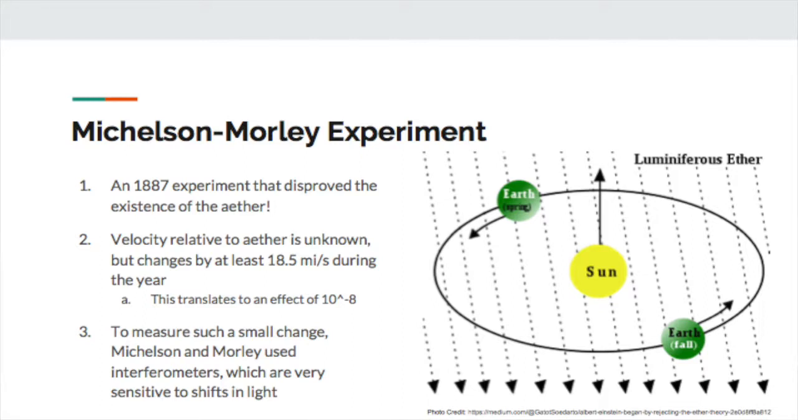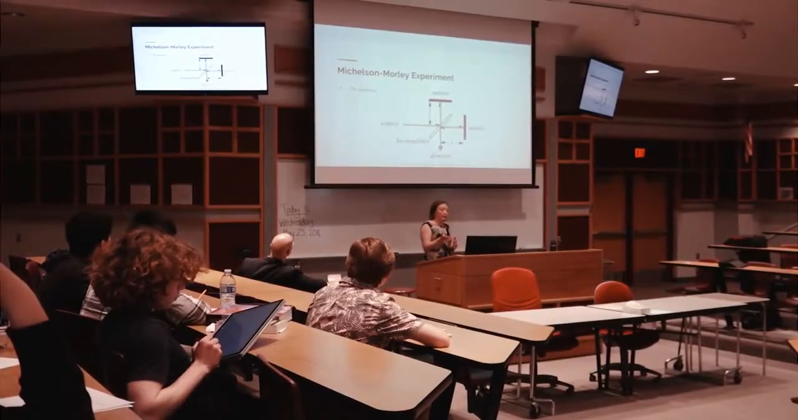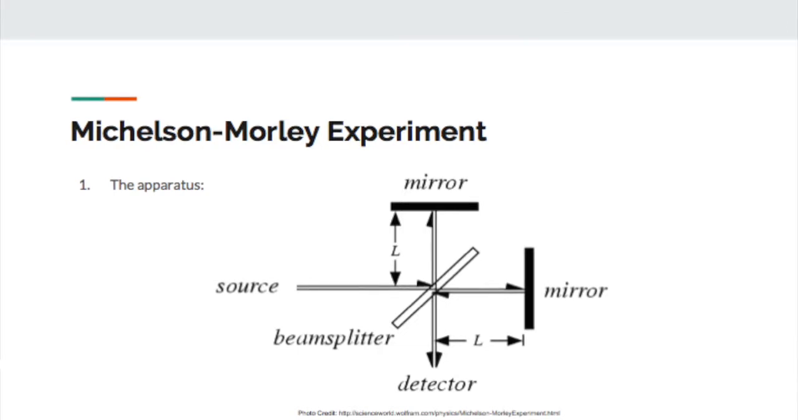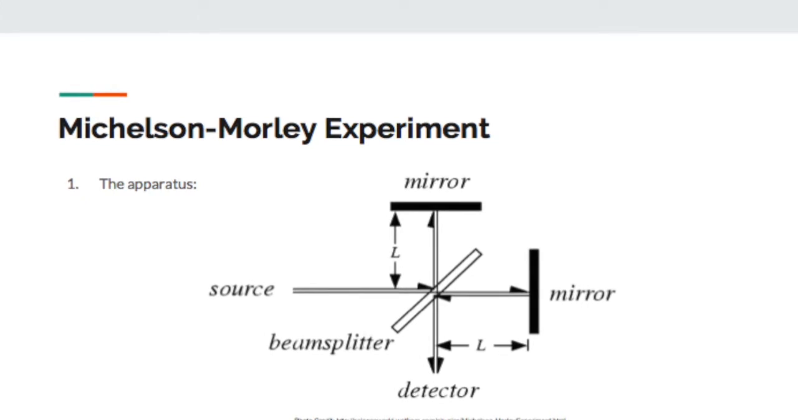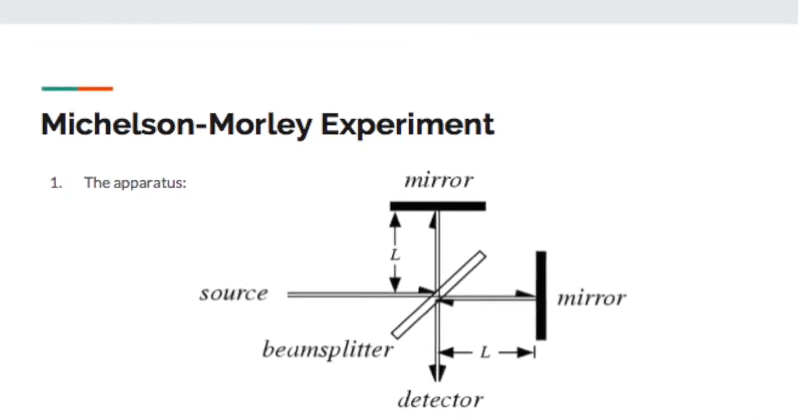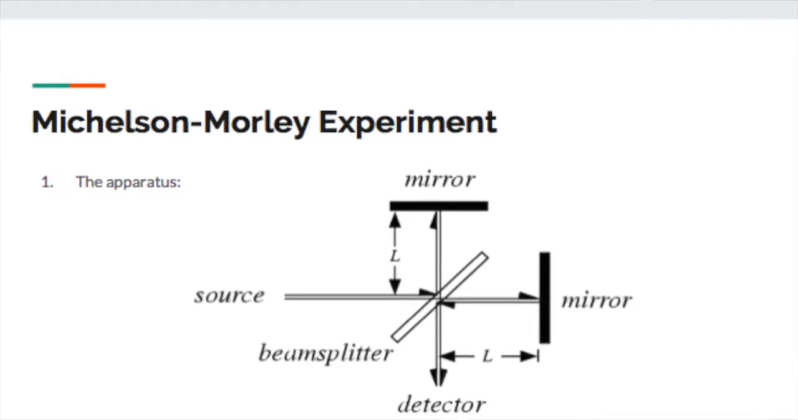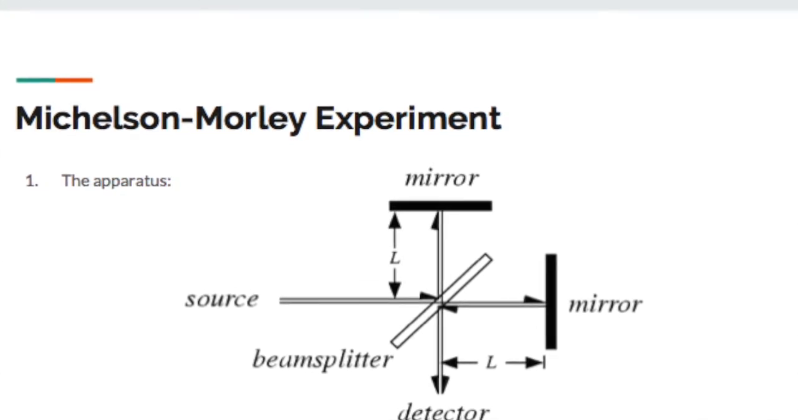This is obviously a very small effect, so they had to find some sort of measurement device that could detect such small differences. And what they ended up using was an interferometer, which measures very sensitive shifts in light. So now, this is their apparatus. They have a light source that shines onto a partially reflective mirror. Some of the light reflects upwards in the transverse direction to a perfectly reflective mirror, which reflects it back down to a detector. And then the rest of the light goes longitudinally to another perfectly reflective mirror, and then that comes down, reflects off of the middle mirror onto the detector.